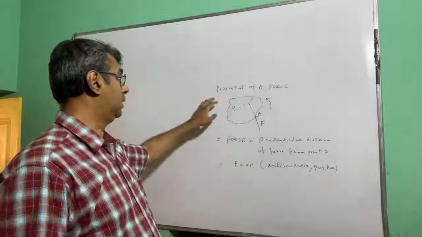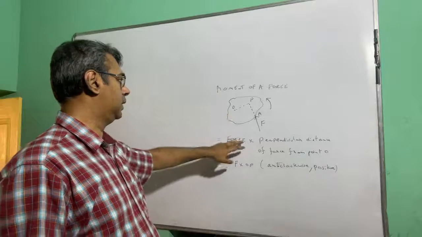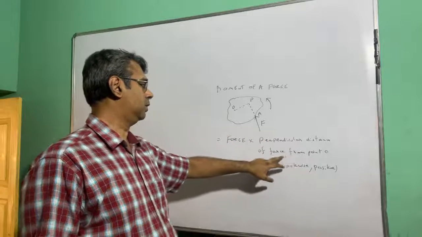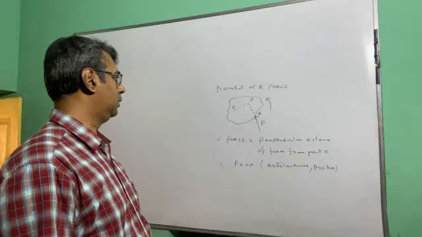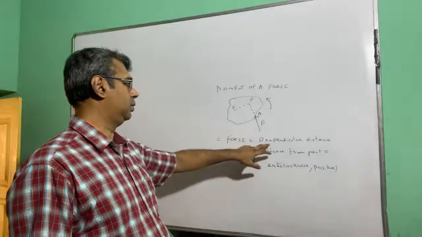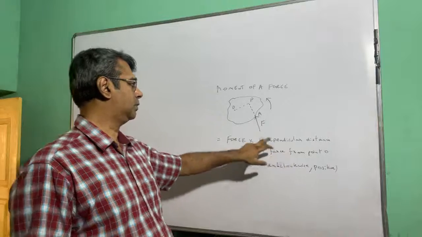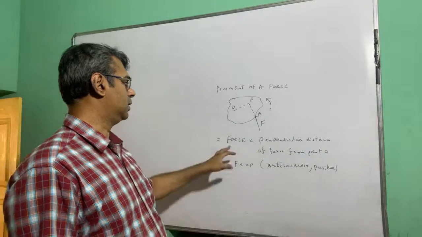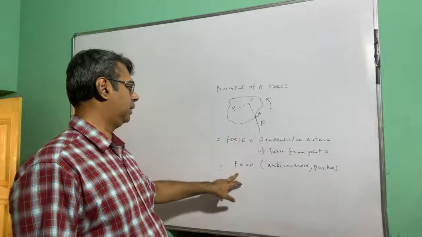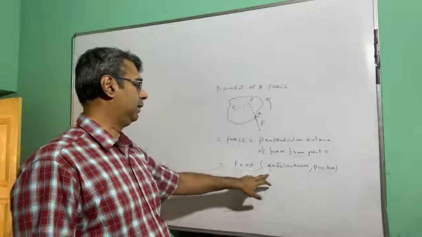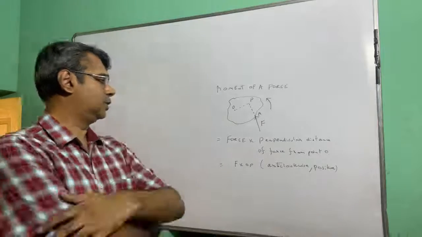Now the definition of moment of a force: it is force multiplied by perpendicular distance of the force from the point of rotation O. So force into perpendicular distance of the force from point O. That is the definition of moment of a force. So in this diagram, force is F and perpendicular distance from O is OP. So F into OP is the moment of the force.